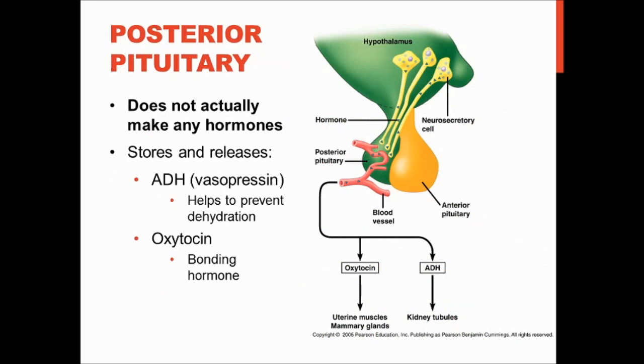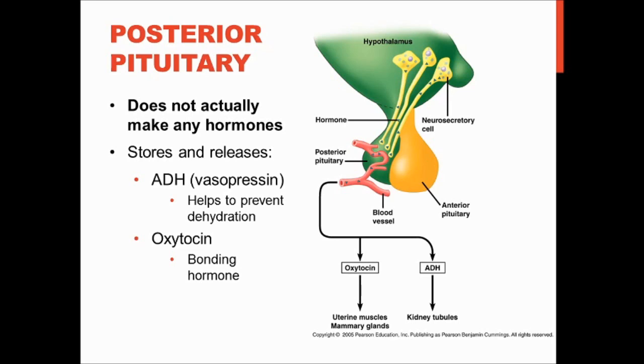So the posterior pituitary doesn't actually make any hormones. It's a storage place for two hormones that are produced by the hypothalamus. So it secretes two, but it doesn't actually make any. One of the hormones that it stores and releases is ADH, which is antidiuretic hormone, or vasopressin, as it's also called. And it helps to prevent dehydration in the body by telling the kidneys to take up water from the urine, which would make the urine more concentrated.